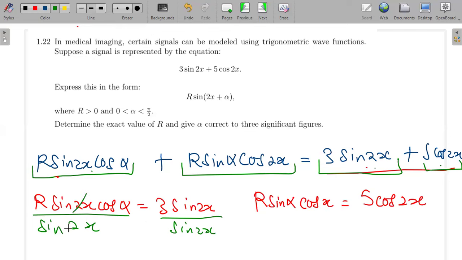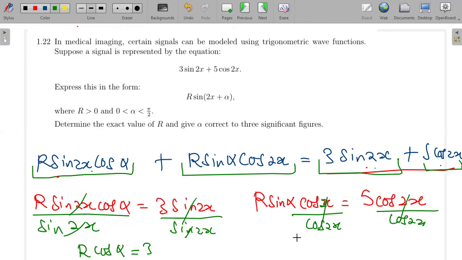Okay, so the sine 2x goes. So what we remain with is just r cos alpha equals 3. And then even this side, we can do the same. So it will be cos 2x here, even there, cos 2x. So the cos 2x cancel. So I remain with r sine alpha equals what?